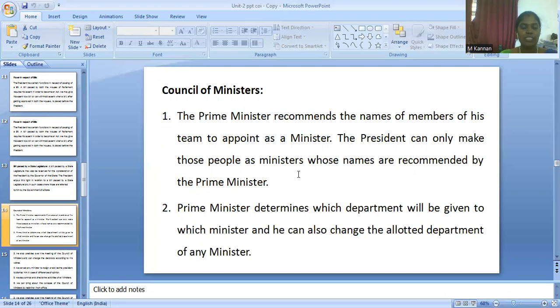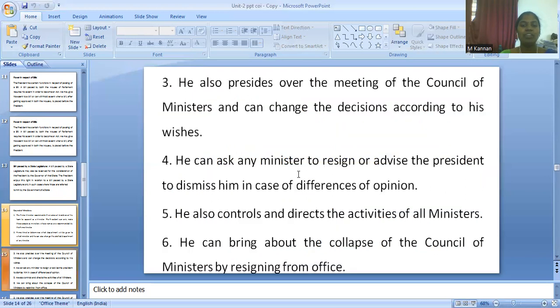The powers and functions of the Prime Minister in regard to the Council of Ministers are as follows. The Prime Minister can recommend the names of the members of his team to be appointed as ministers. But the President is the only authority. He can only make those people ministers whose names are recommended by the Prime Minister. The Prime Minister determines which department will be given to which minister, and he can also change the allotment of departments of any minister. He also presides over the meetings of the Council of Ministers and can change the decisions according to his wishes.